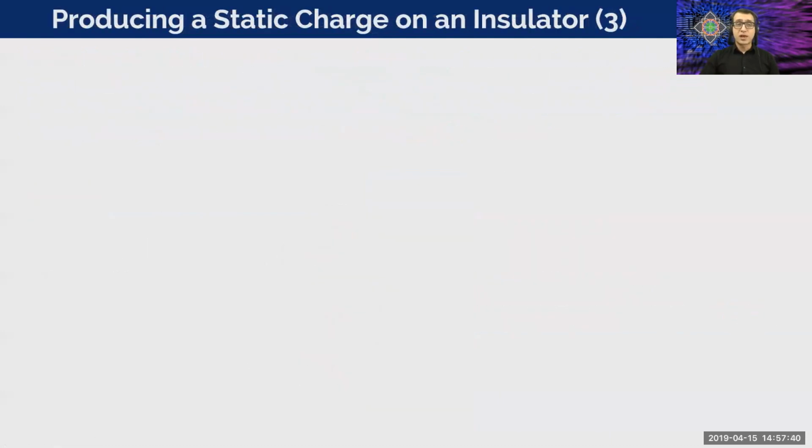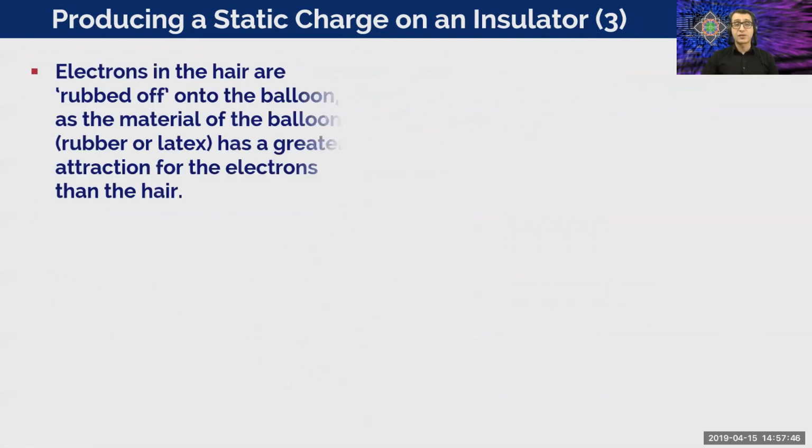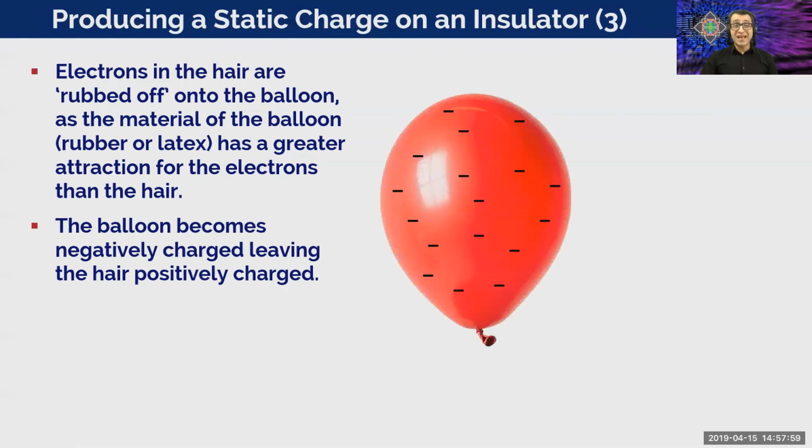So static charges can also produce other effects, many of which you've probably experienced for yourselves. For example, if you rub hair onto a balloon, the electrons in hair can be transferred onto the balloon. And so the balloon becomes negatively charged, and this leaves the hair positively charged. And this is why the hair can then appear to stick to the balloon, because, of course, positively charged objects are attracted by negatively charged objects.